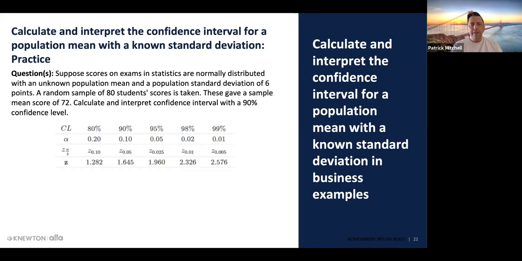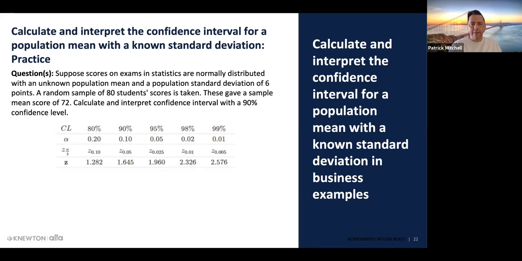All right, here's another example. This is, again, recycling that one from 2 examples ago. Suppose scores on exams in statistics are normally distributed with a known population mean and a population standard deviation of 6 points. A random sample of 80 student scores is taken. These gave a sample mean score of 72. Calculate and interpret the confidence interval with a 90% confidence level.